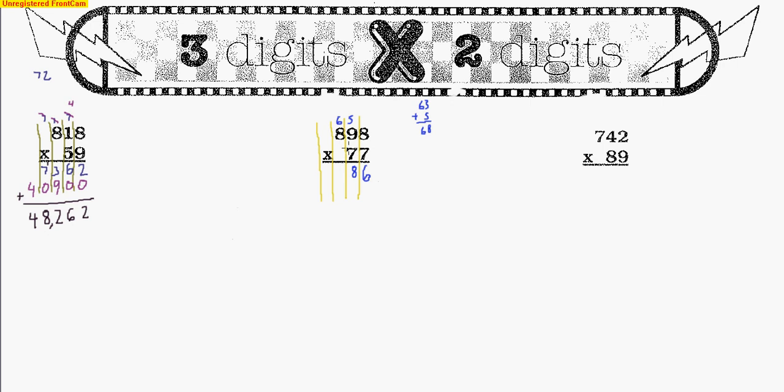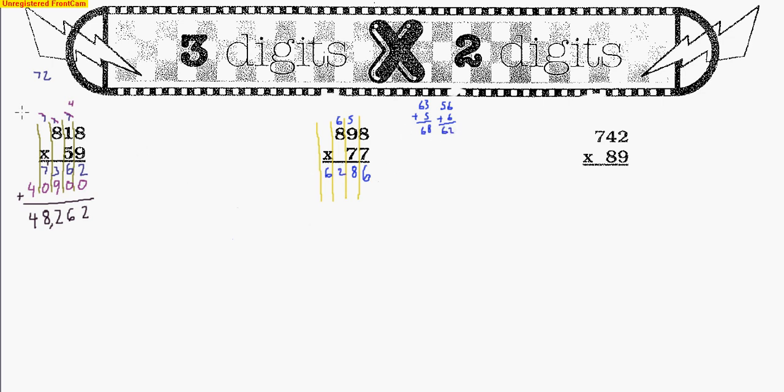So 7 times this 7 right here, times 8 makes 56. Okay, so if you can't do the math in your head, then write it out, just like I did there. So 56 plus 6 gives me 62. That's what I get when I add those numbers together.